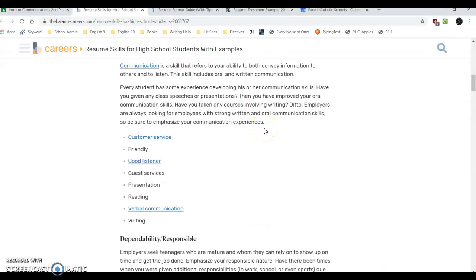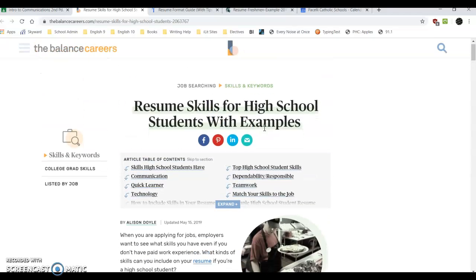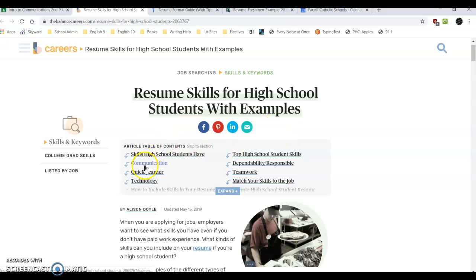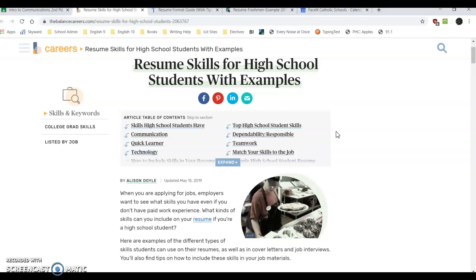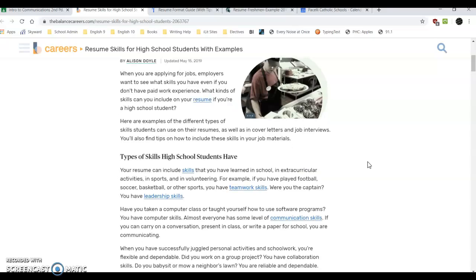Again, it starts out with just what a good communicator is and stuff. Actually, no, it doesn't start out with that. It has a table of contents, so you can click right to the section that you want. It talks about general skills that high school students have, and then it kind of breaks down some of these things that you can use if you're sort of at a loss here.